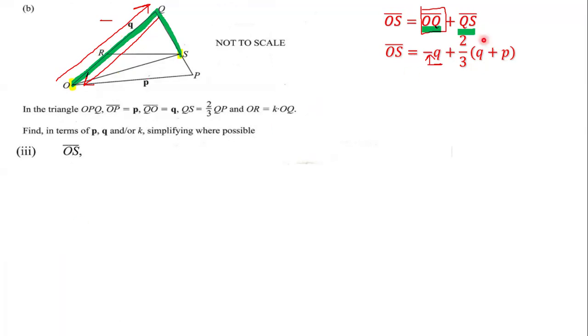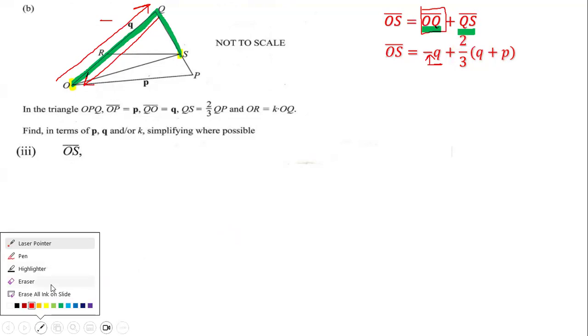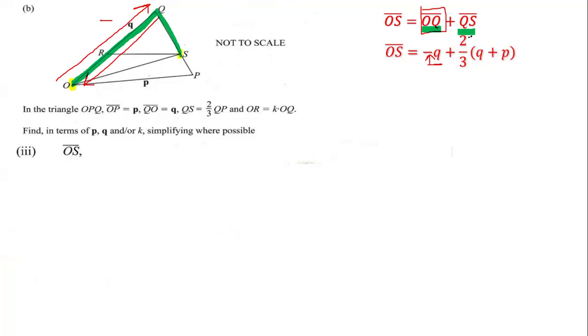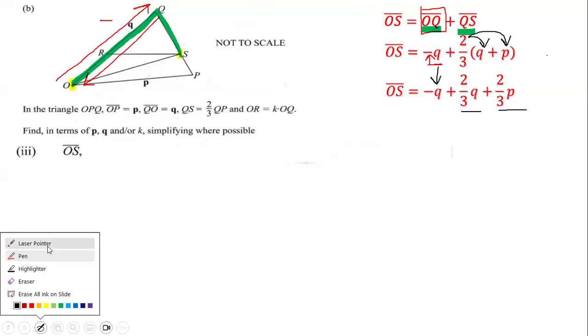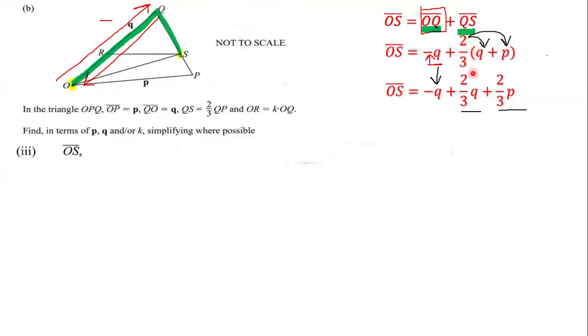Now, what is QS? We just figured out what QS was. QS is 2 over 3 multiplied by Q plus P. So what we have to do here is distribute. We have 2 over 3 multiplied by Q, and 2 over 3 multiplied by P. We bring the negative Q down, and we have the 2 over 3 Q and the 2 over 3 P. That makes sense because 2 over 3 multiplied by Q is 2 over 3 Q, and 2 over 3 multiplied by P is 2 over 3 P.